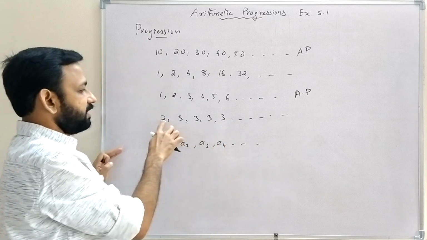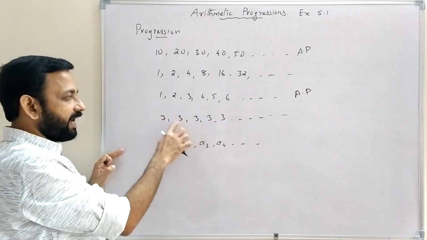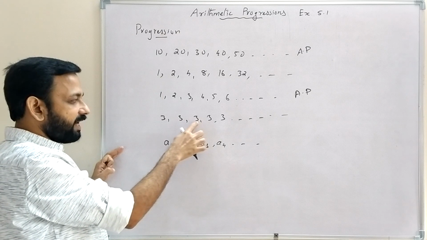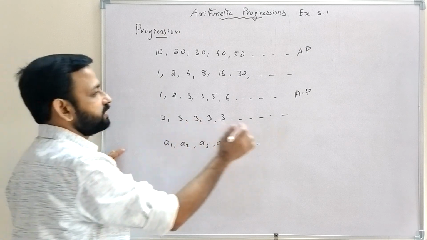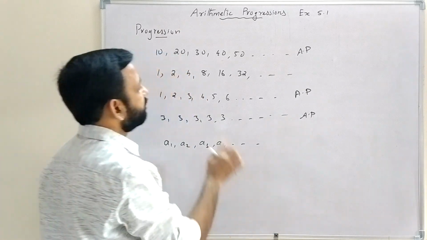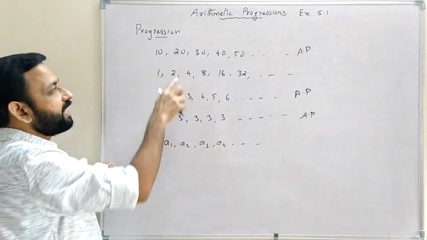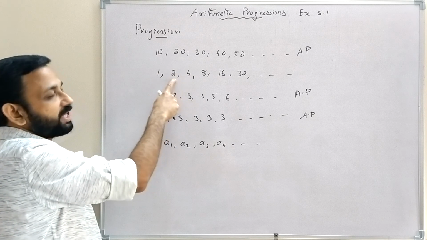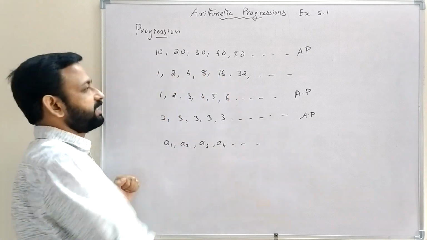And here 3 plus 0 is 3, and we are adding 0 in every case. Each term is obtained by adding 0 to the preceding one. So this is also an arithmetic progression. But here it is not an arithmetic progression. Here 2 minus 1 is 1, but 4 minus 2 is 2. The differences are not the same.